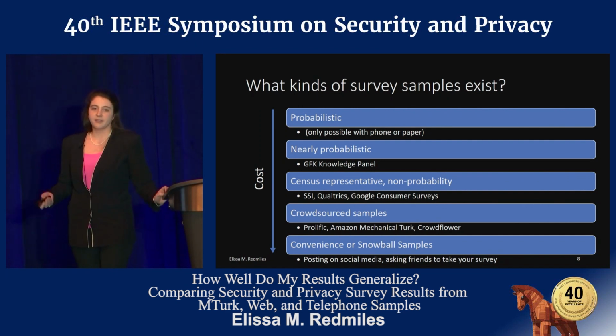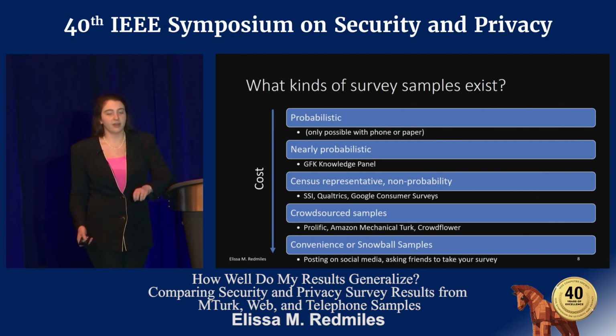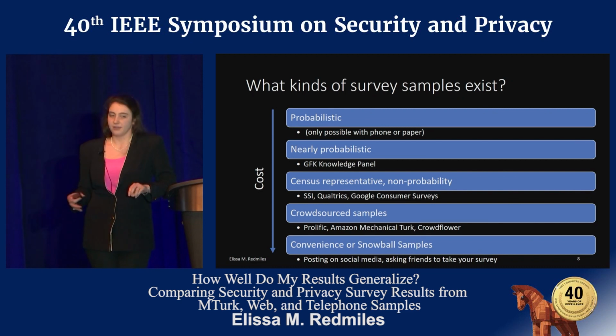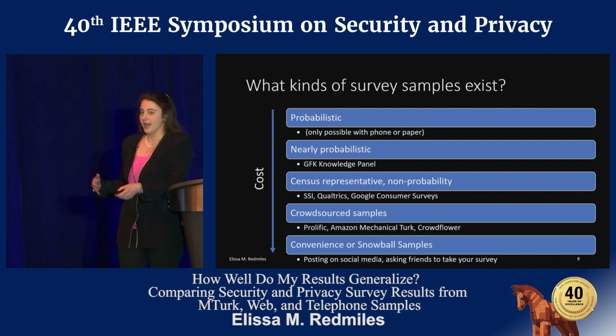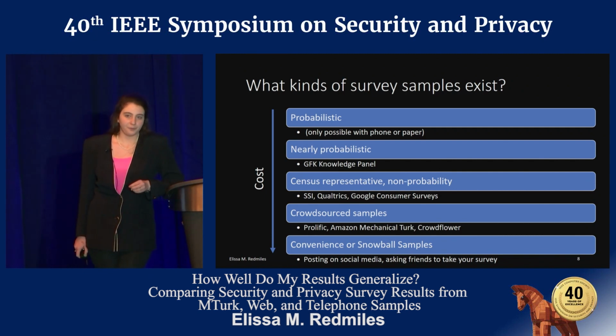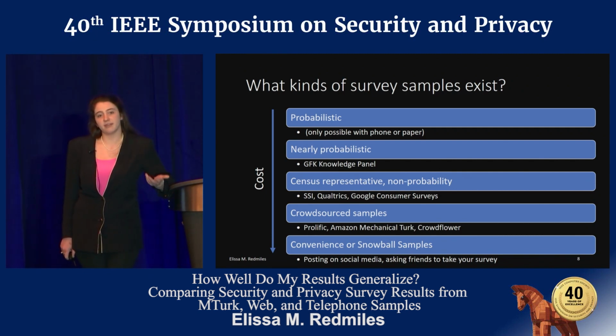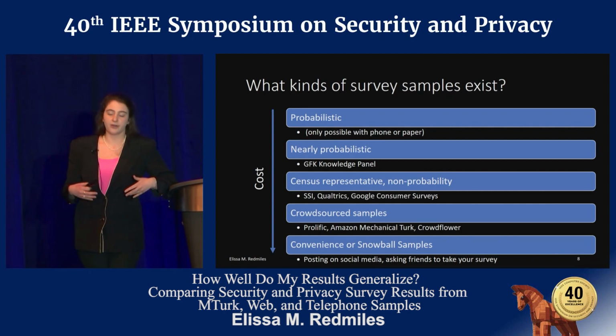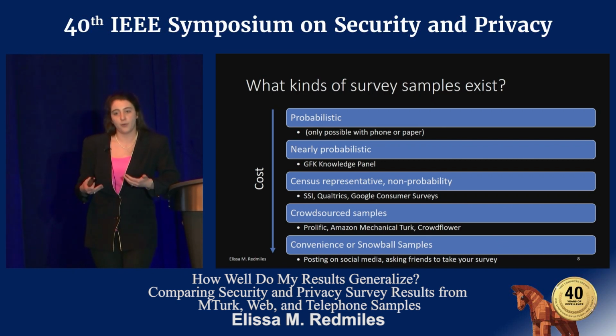Now, these probabilistic surveys are very, very expensive to conduct because you need a lot of statisticians, you need people to be calling up folks on the telephone or mailing out surveys, and so on and so forth. So we have other alternatives. There are nearly probabilistic samples where you recruit people to be part of a survey panel where they're going to be asked to take many surveys, but they're recruited in a probabilistic way.